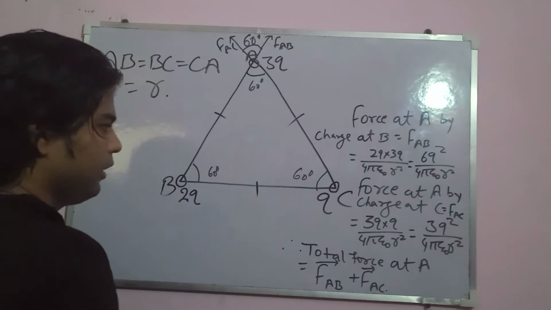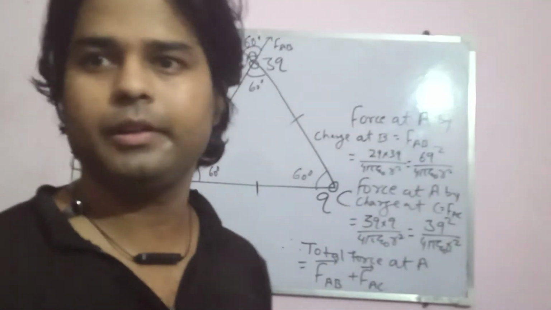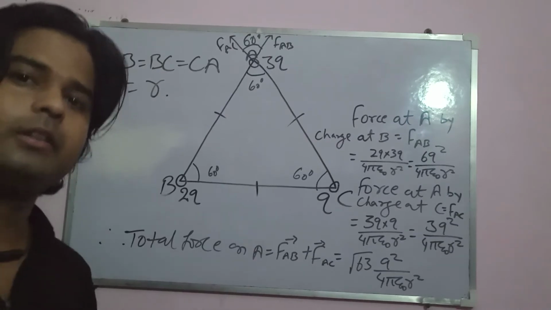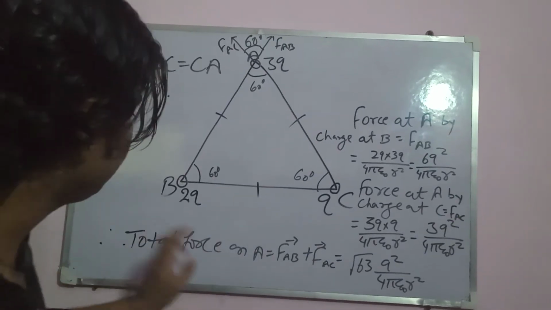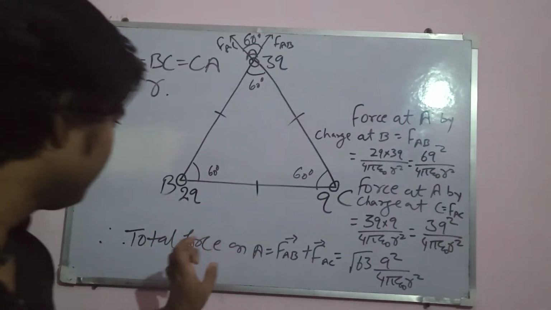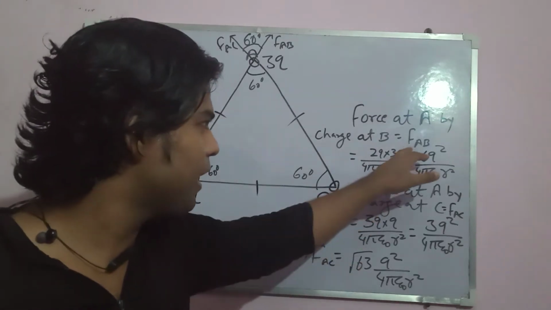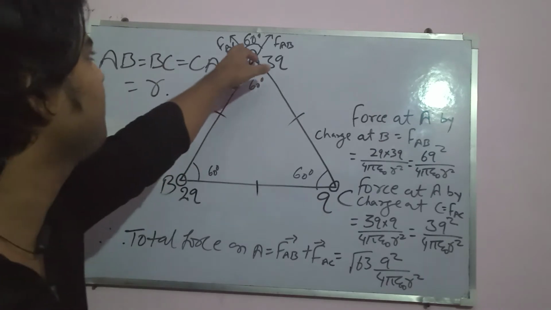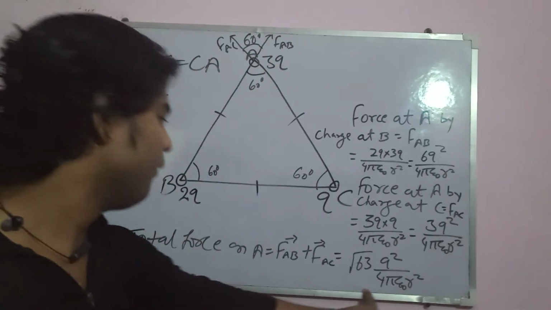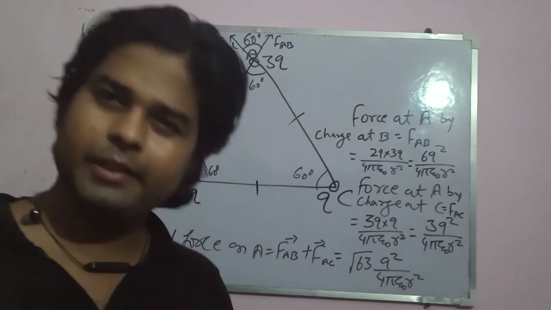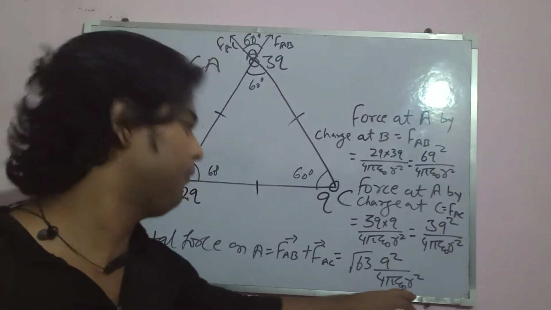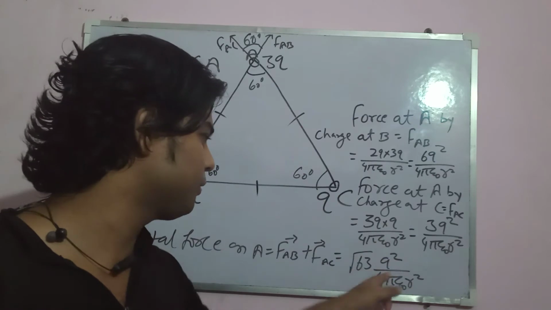Pause it once because it's consuming our time. Is it clear? See, we get the total force. Total force on A will be FAB plus FAC, the vector addition of these two forces having an angle of 60 degrees between them. We get this value by the resultant of vectors by the parallelogram law. We can find root 63 q squared by 4 pi epsilon naught.